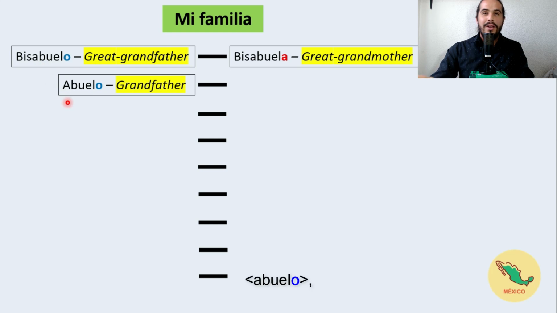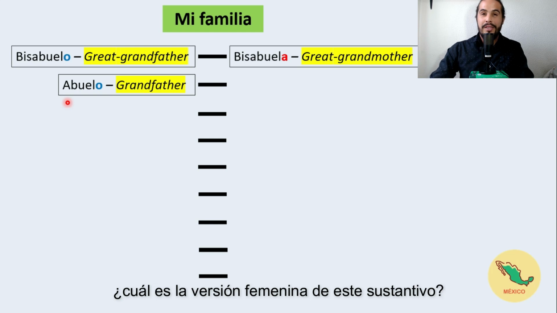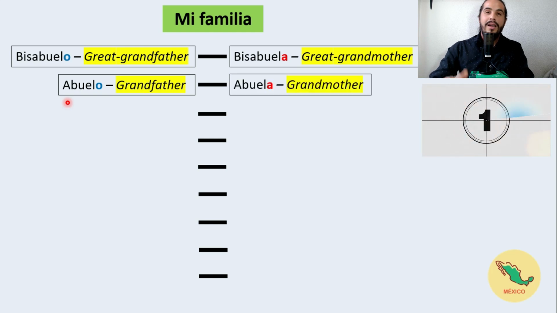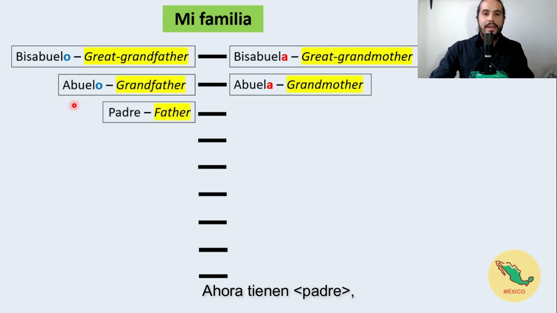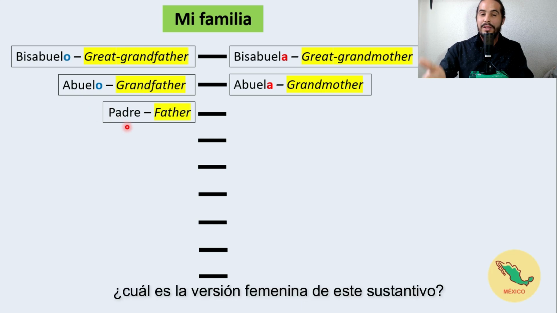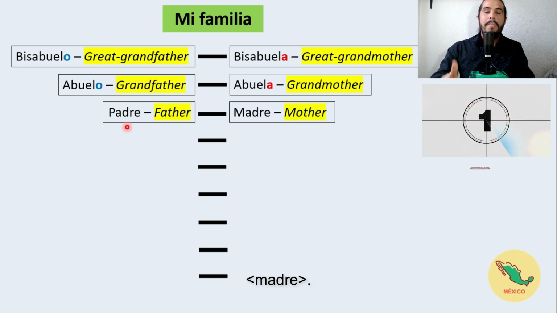Abuelo. What is the feminine version of this noun? Abuela. Then you have padre. What is the feminine version of this noun? Madre.